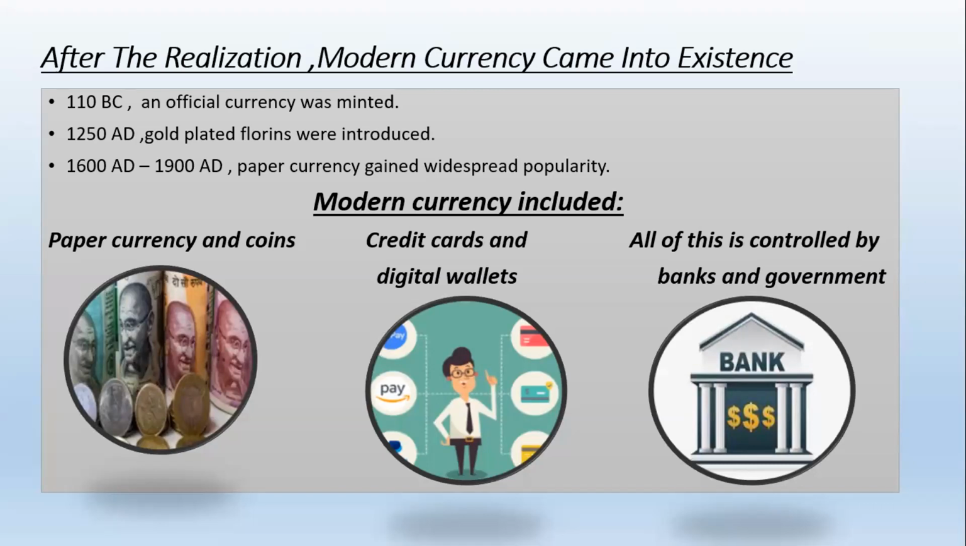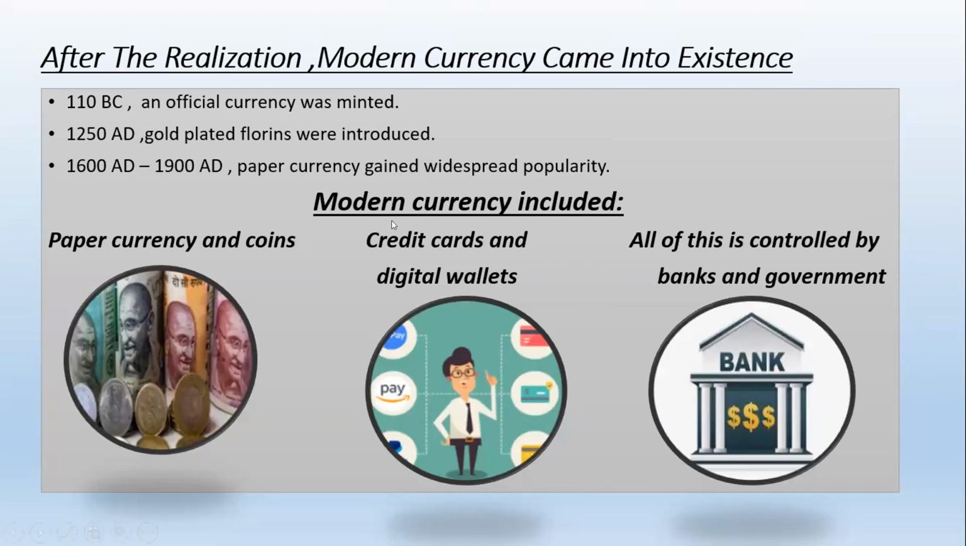Currency has gone through some iterations. In 110 BC, an official currency was minted. In 1250 AD, gold and platinum florins were introduced. Whereas from 1680 to 1980 and also till now, paper currency gained widespread popularity. So modern currency came into the picture after paper currency.